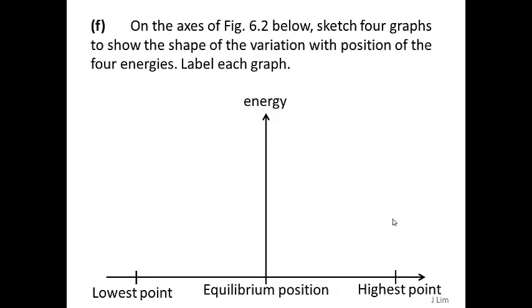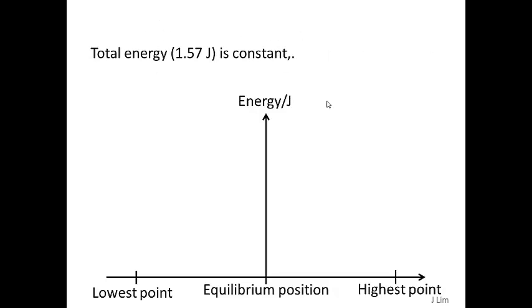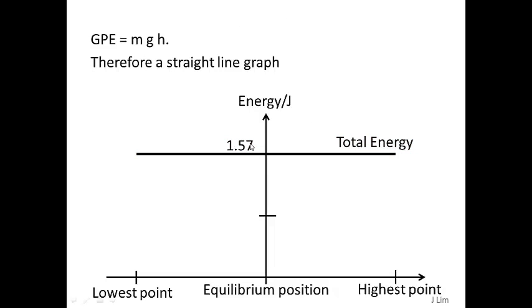On the axis of figure 6.2 below, sketch 4 graphs to show the shape of the variation with position of the 4 energies. Label each graph. So the total energy is constant, it is 1.57 joules. The GPE is given by mgh, so that is a straight line graph. So that is the gravitational potential energy graph.